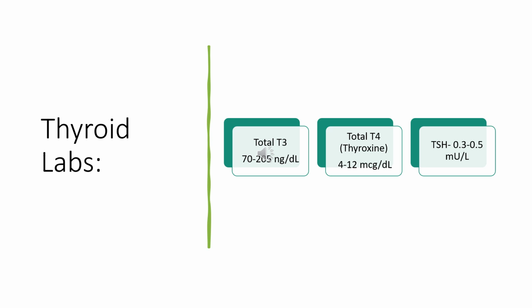Thyroid labs are total T3, total T4, and thyroid stimulating hormone. So definitely understand that high T3 and high T4 with low TSH indicate hyperthyroidism. Low T3 and T4 and high TSH indicate hypothyroidism.